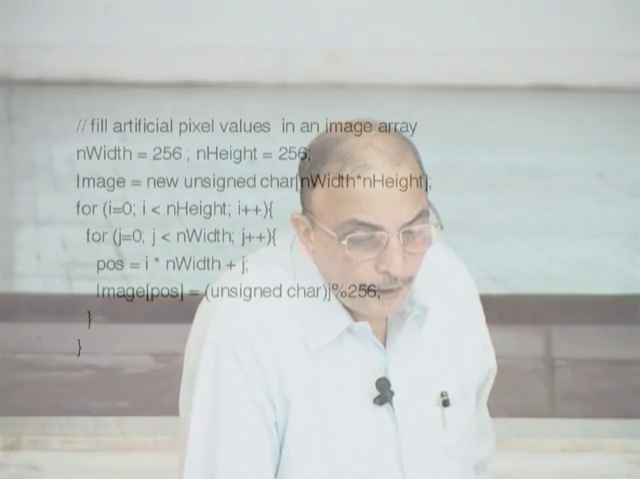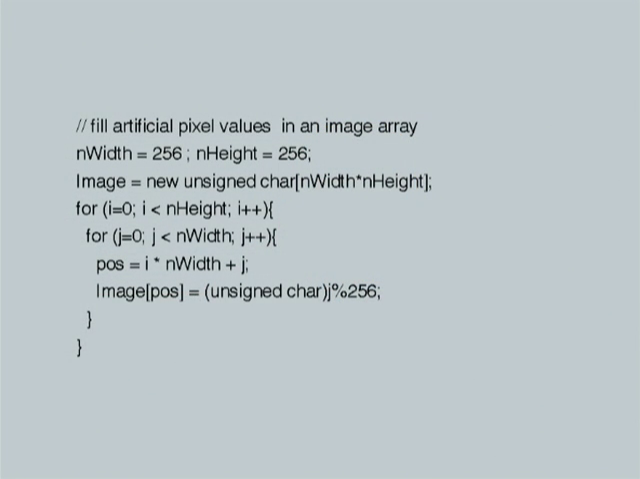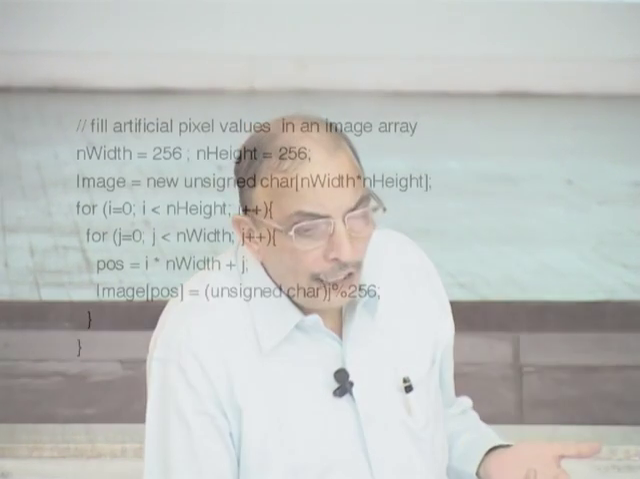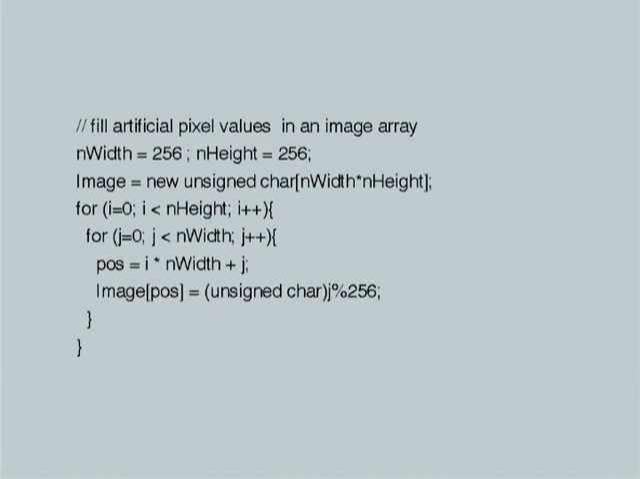So if you go back to the screen, all that I'm saying is J varies from 0 to N width. Width is 256 here. So I'm actually putting a value J percent 256, which will be 0, 1, 2, 3, 4, up to 255 as J varies. And that is what I want to push along the particular row. Zero value here, maximum value at the other column. And I want to do it for every row. All that I do is, for 0 to N height, I will put this value, but where should I put it? I put it in a position called POS, which I calculate as I into N width plus J.